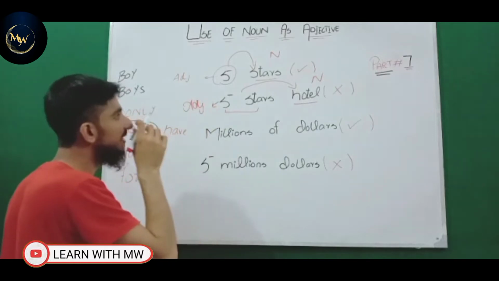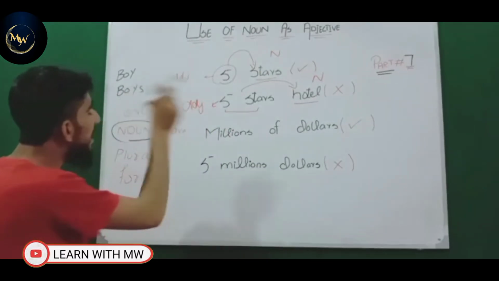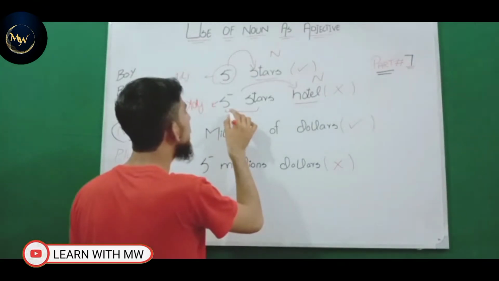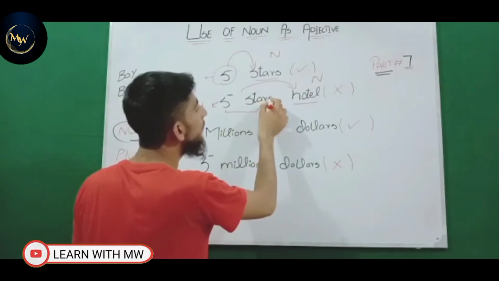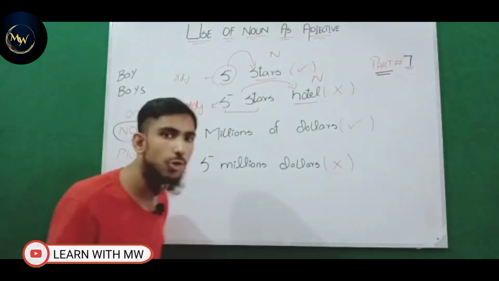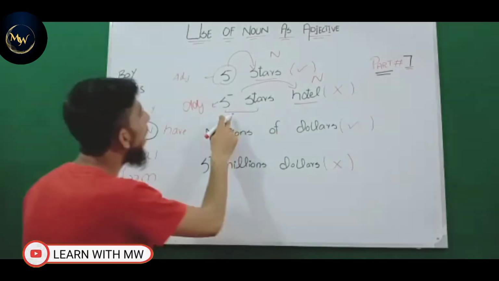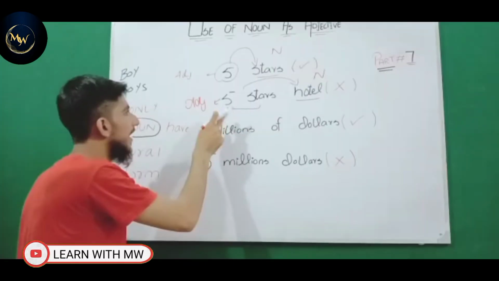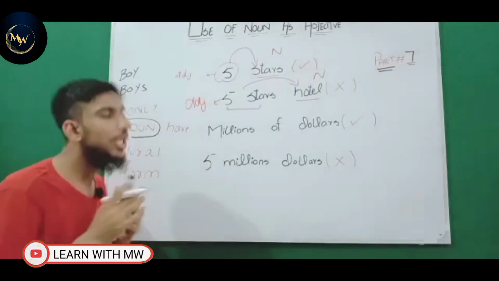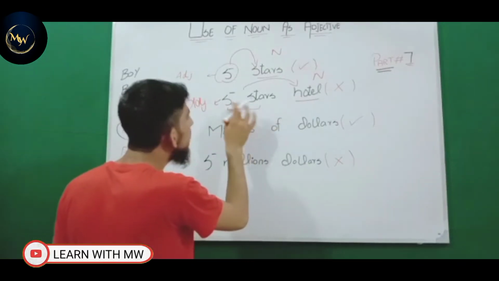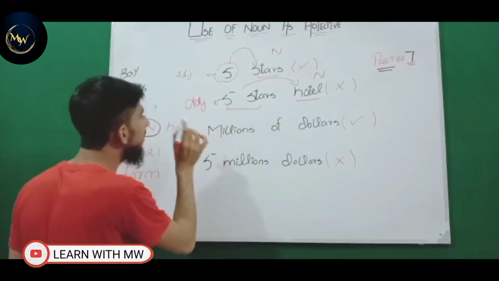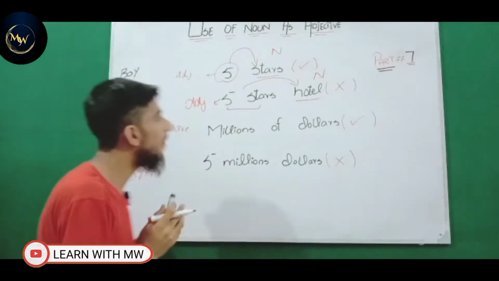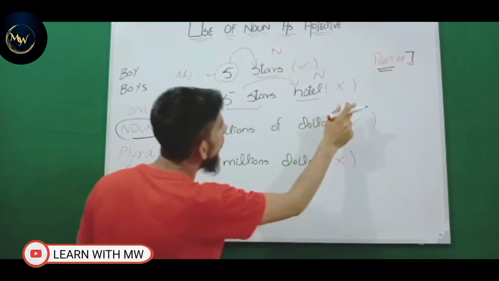As an adjective, viewers, and we have discussed this concept, in English grammar only nouns have a plural form. So five stars is basically an adjective and it is in plural form, so it is wrong. Hope you understand the concept of why five stars hotel is wrong and five star is right. In English grammar only nouns have plural form, but in this sentence five stars is behaving as an adjective, and we have discussed that adjectives have no plural form in English grammar. That's why five stars hotel is wrong.